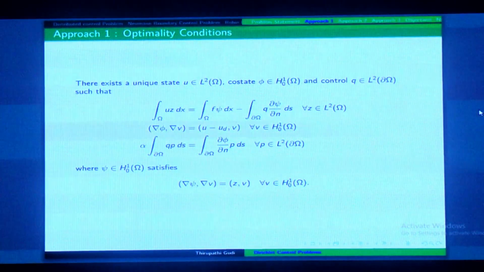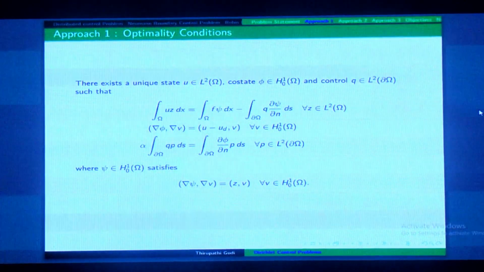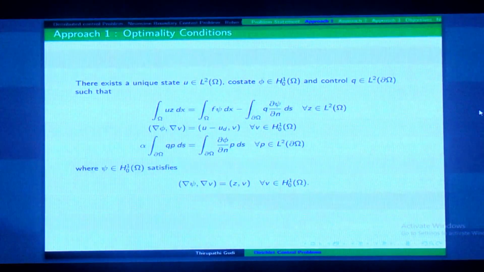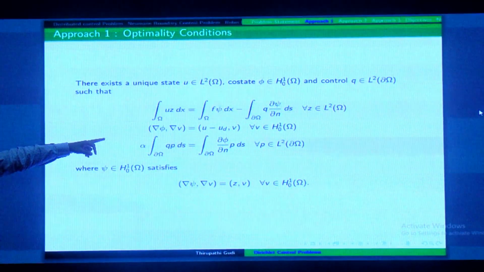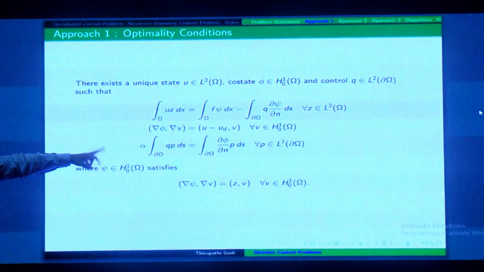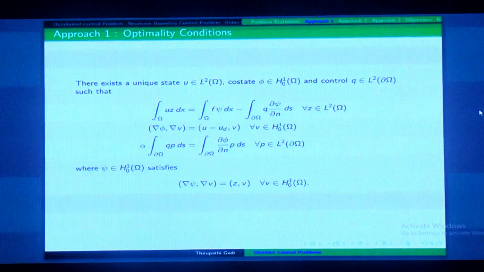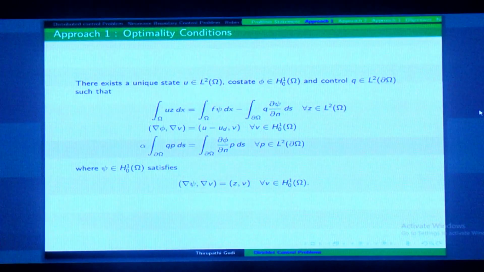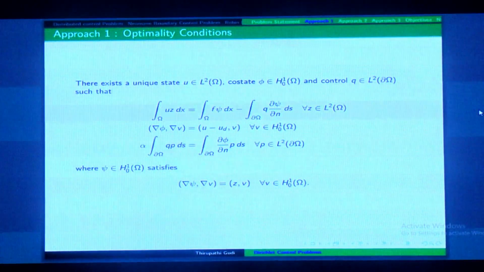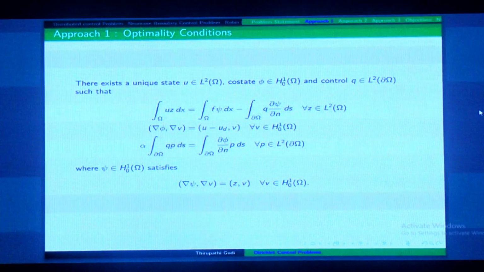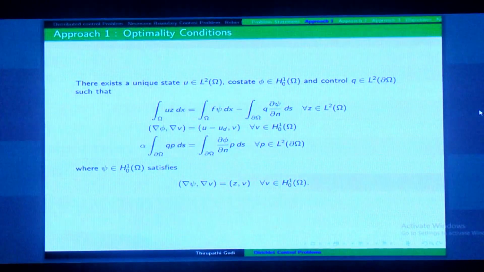And the second equation is the optimality condition written in a different way using another PDE. It's called the adjoint PDE. The adjoint PDE is similar to the original PDE, but the right hand side is u minus ud. And the third condition actually connects the adjoint state with the control. The control is q. q is the input that you want to give, and the third equation holds for all p in L2. So in other words, it's alpha q equal to del phi by del n, the normal derivative on the boundary.